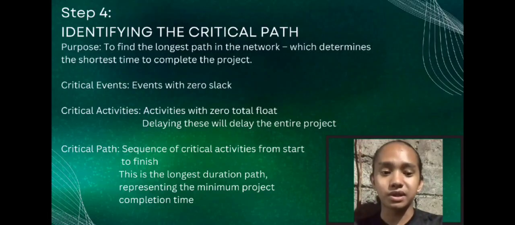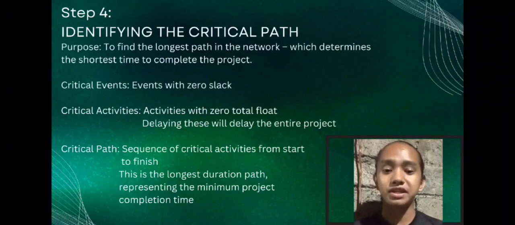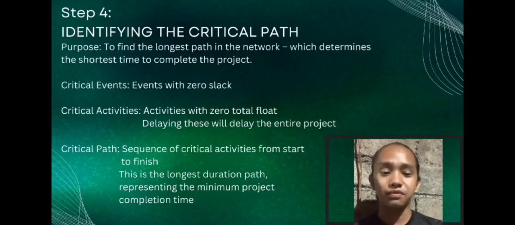Then next is the critical path. This is the chain of those critical activities from the very first thing you do to the very last thing to get ready for the fiesta. It's the longest path in your plan, and it tells you the earliest possible date your fiesta can happen. So you need to keep a close eye on it.